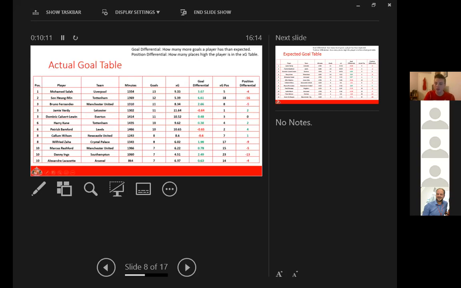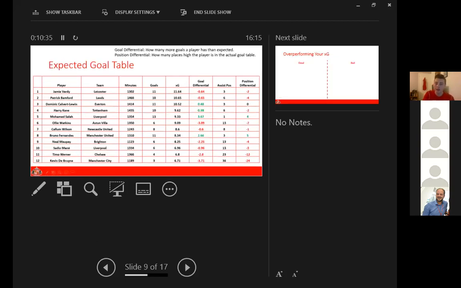So if you look at Son, he's massively overperforming his XG at the minute, which shows that he's getting the ball and scoring in areas with a lower XG than you would typically expect goals to be scored in. So he's overperforming. Whereas Jamie Vardy, Patrick Bamford, Callum Wilson, they're all slightly underperforming, but it's not as big of a gap.